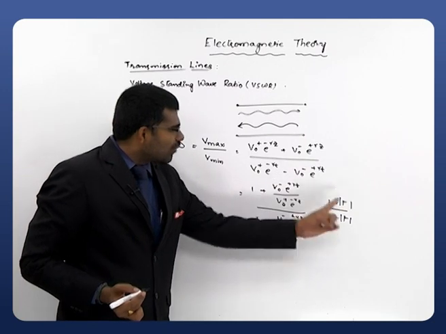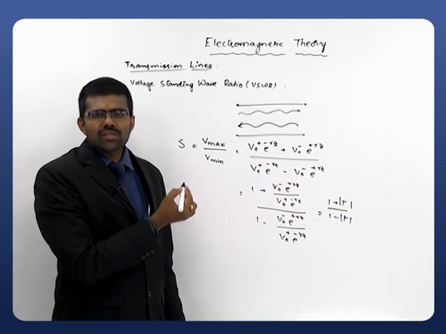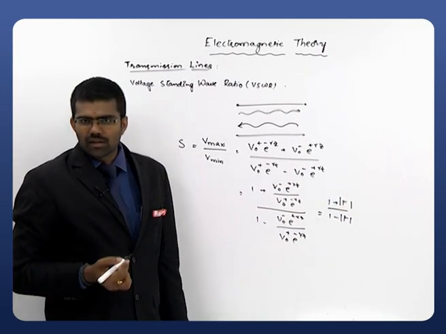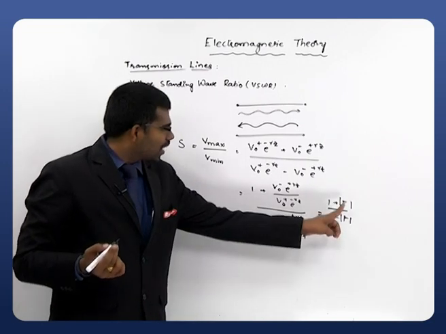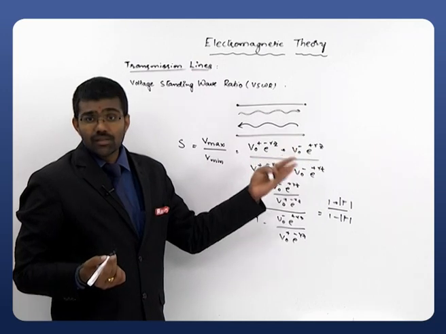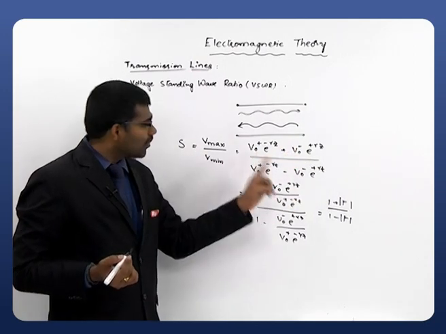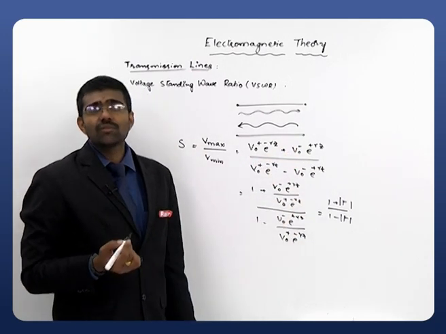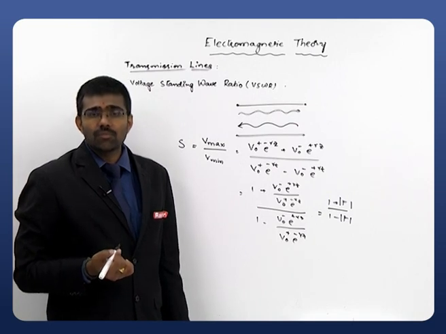And if you substitute gamma here, you will get S in terms of ZL and Z0 also. No problem. Directly substitute gamma here, and you can get the equation for S in terms of ZL and Z0, or else if you want only the relation between S and gamma, you can use this one. This is also one of the important parameters that you are supposed to remember.